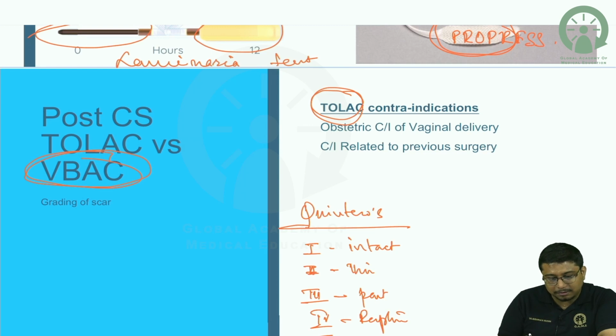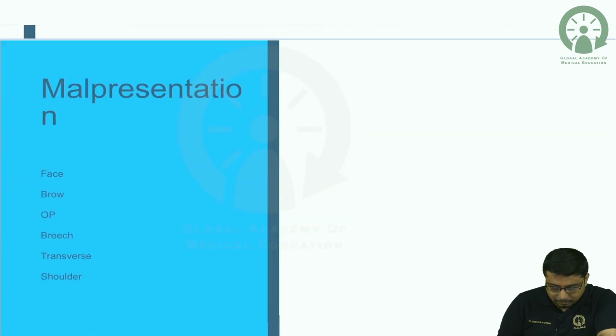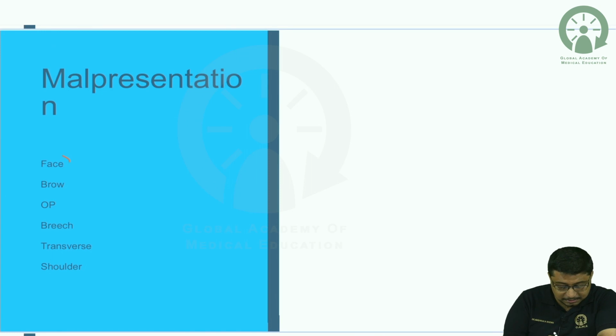So we have discussed the contraindications related to previous surgery when we were discussing the absolute indications for cesarean after one cesarean. So there you can find all the contraindications related to previous surgery or any other obstetric contraindication. Like in this pregnancy, the baby is big and she cannot deliver vaginally, like that. Those are the contraindications. So what are the malpresentations? Face presentation, brow, there is no mechanism of labor. OP, as I already told, is difficult to deliver, but normal delivery is possible.